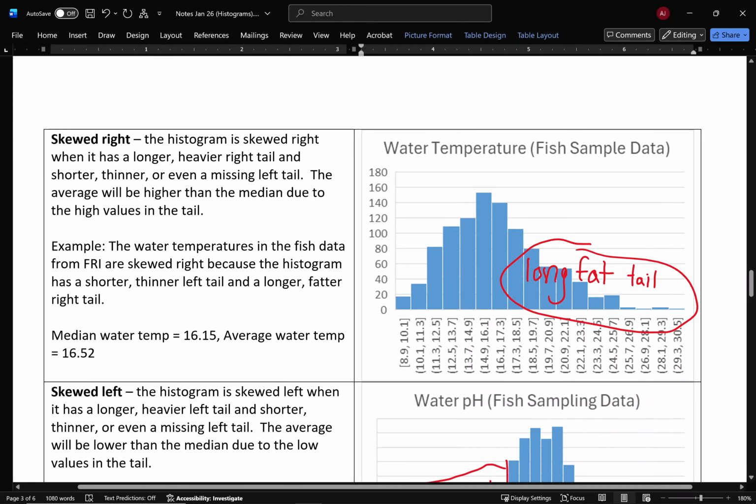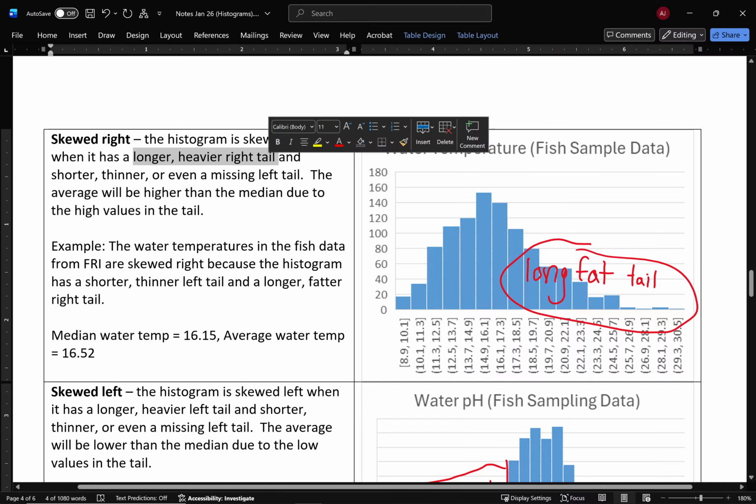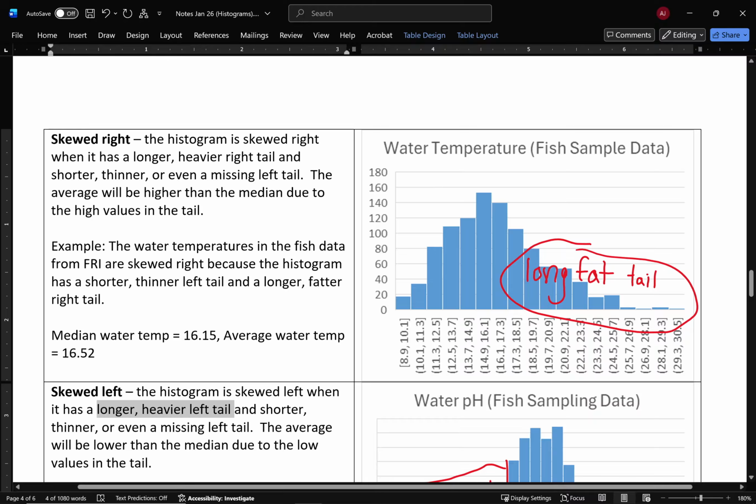What else? Oh, yes, skewed. So if you're not symmetrical, then you're probably skewed. You can be skewed left or you can be skewed right. And the direction, right or left, actually refers to which side has the longer, fatter tail. So if your right tail is longer and heavier, that is skewed right. And if your left tail is longer and heavier, that is skewed left. So it's the direction of the tail.